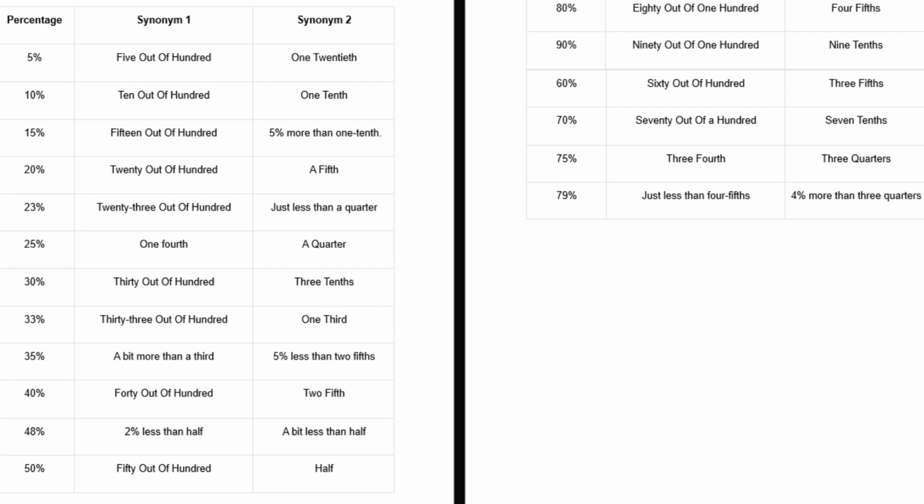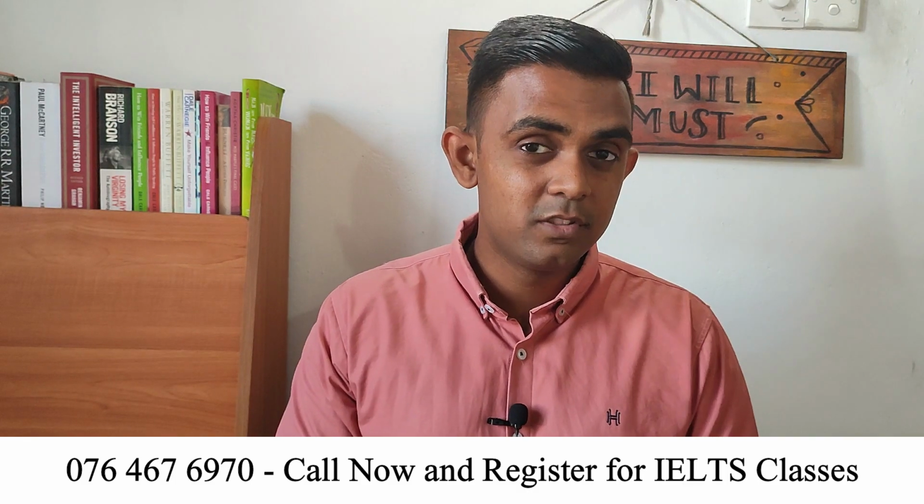You can say 10 out of 100 or 1/10th. You can say 20 out of 100 or 2/10ths. You can say 30 out of 100 or 3/10ths. The same structure you can follow for multiples of 10, 10, 20, 30, 40 up to 100. So for example, if you take 80%, you can say 80 out of 100, or you can say 8/10ths. That is one way of mentioning those synonyms.